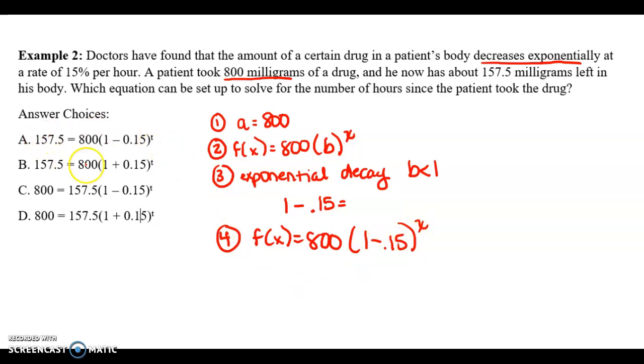So which one matches here? Oh, f of x is going to be 157.5 because that's how much he has left in his body. So it's going to be A. Okay.